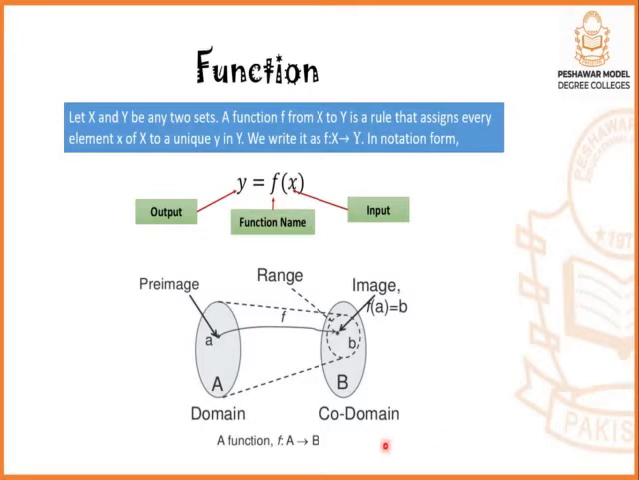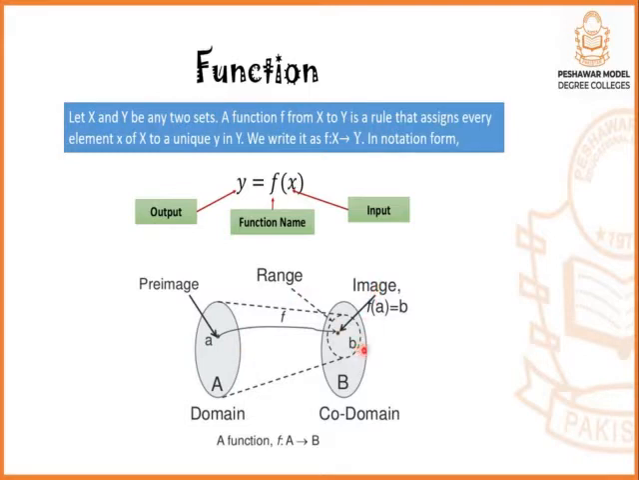Here is a visualization of a function f from A to B. This is the set A and this is the set B. All the elements in set A are called domain and all the elements in set B are called codomain. The element of set A which is connected to the element of set B is basically called pre-image, and the element of set B which has a pre-image is called image.